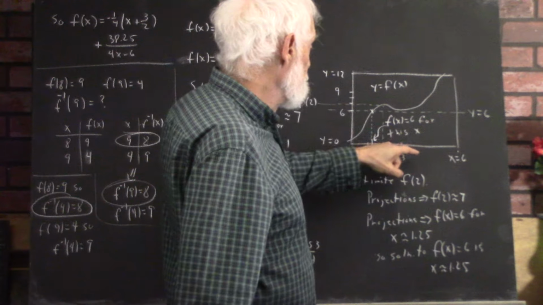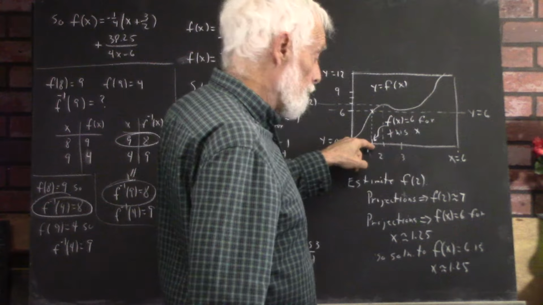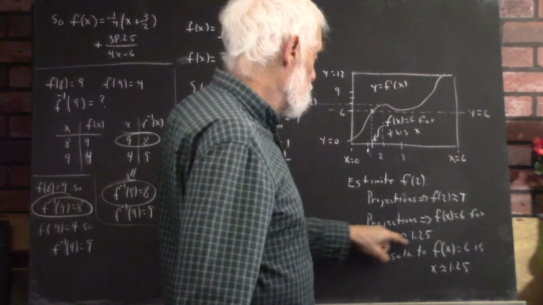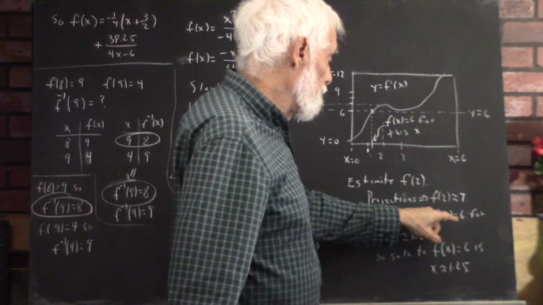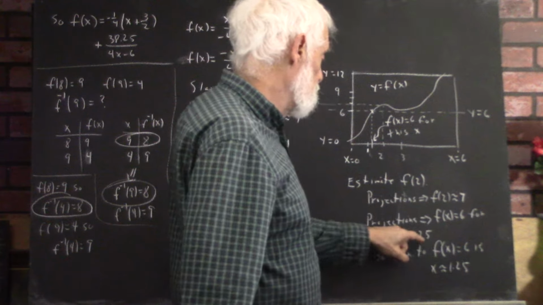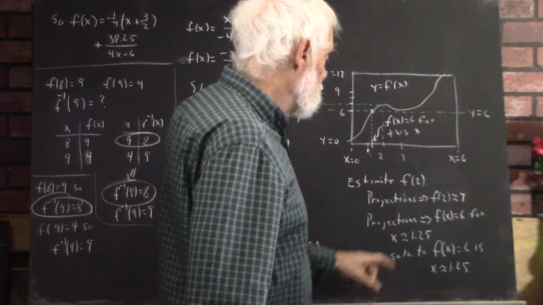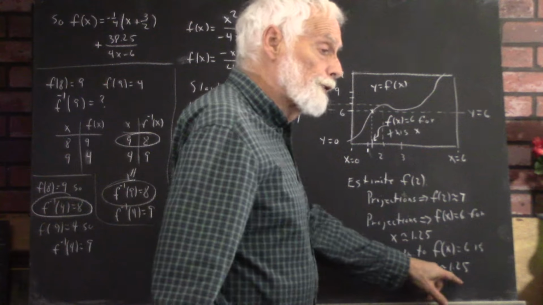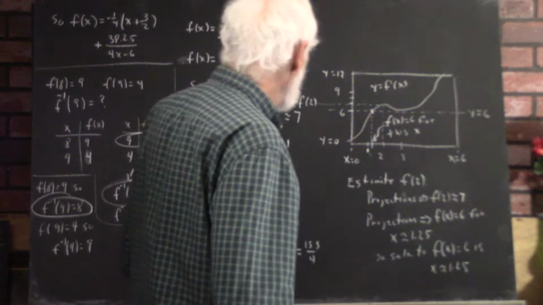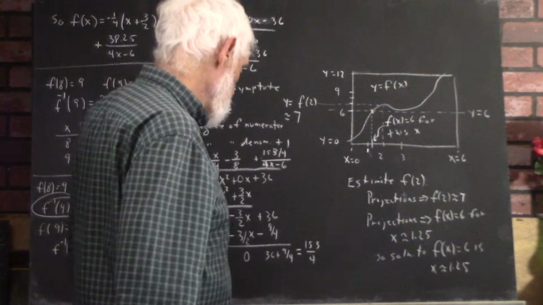So f of x equals 6 for this value of x. This value of x we estimate to be 1.25. Projections then tell us that f of x equals 6 when x is about 1.25. So the solution to the equation f of x equals 6 is x approximately equals 1.25.